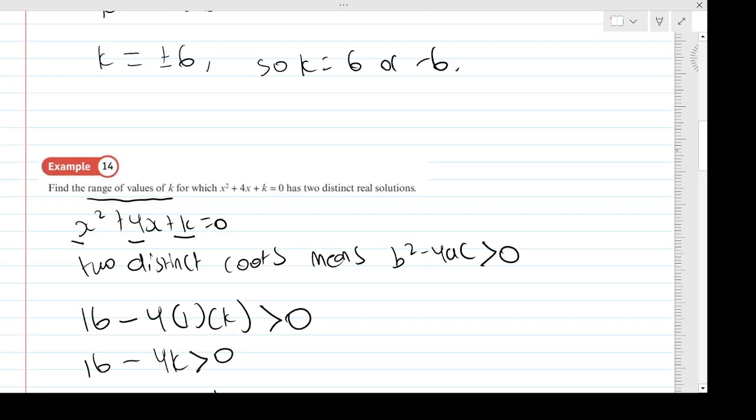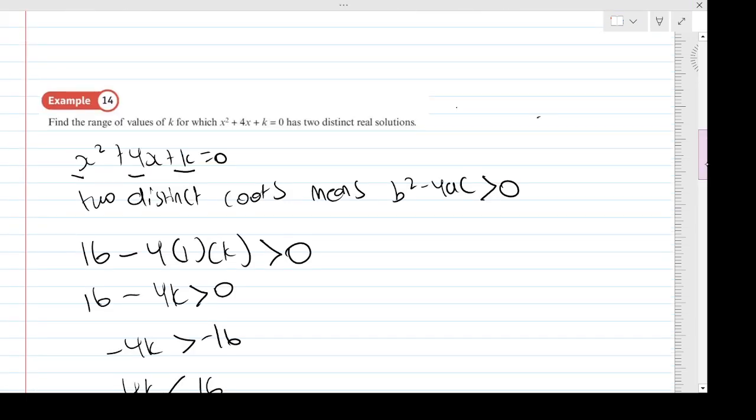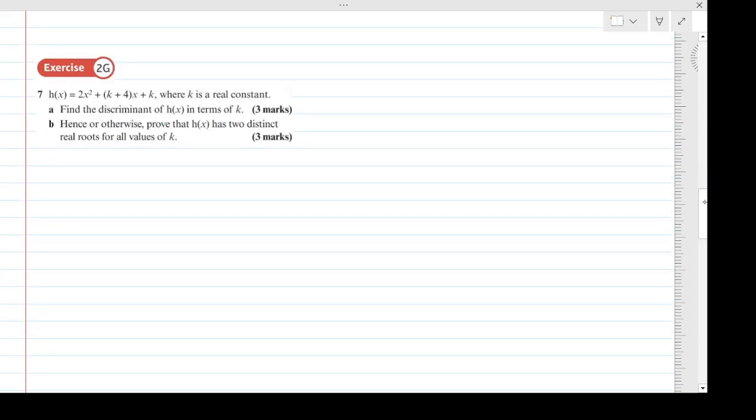So it says the range of values for k, there we are. For any value of k that's less than 4, that tells us the quadratic will have two distinct roots. And remember, if we link back, that would mean the graph would have to cross through the x-axis two separate times. Okay, cool. There we are. So now let's look at an exercise problem.